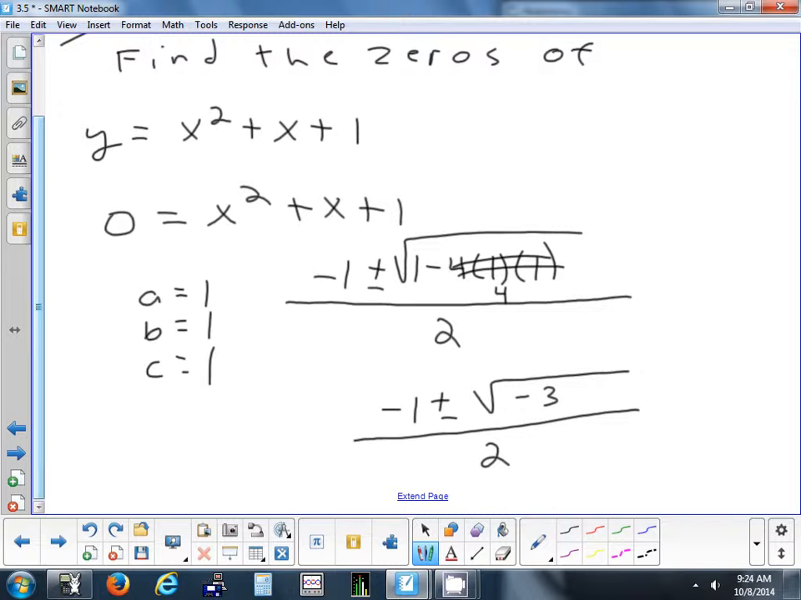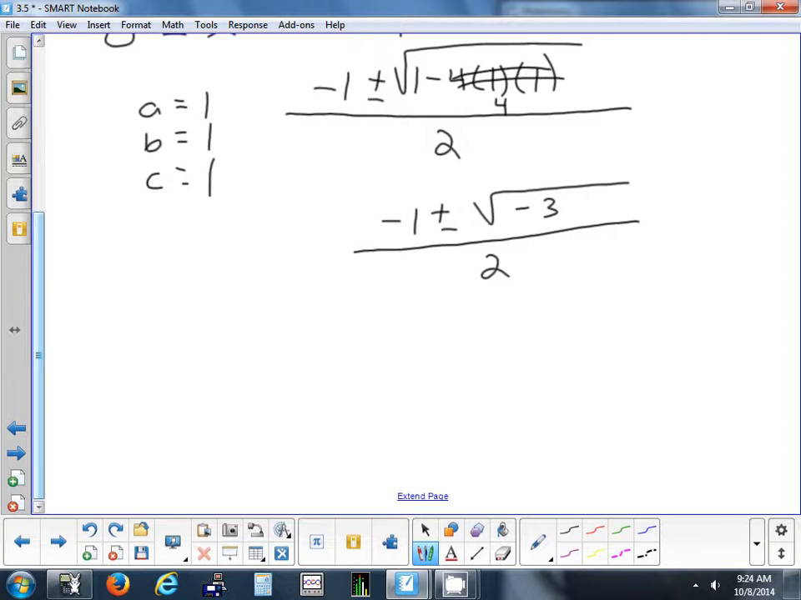What kind of answer am I going to get when I solve this? Yep, it's imaginary. Okay, how do we know it's imaginary? It's a negative square root. Yeah, we have a negative square root. So we have negative 1 plus or minus, and somebody tell me what is the square root of negative 3? Just write it with i. Yep, Josh? i times square root of 3. Yeah, it's just i root 3.